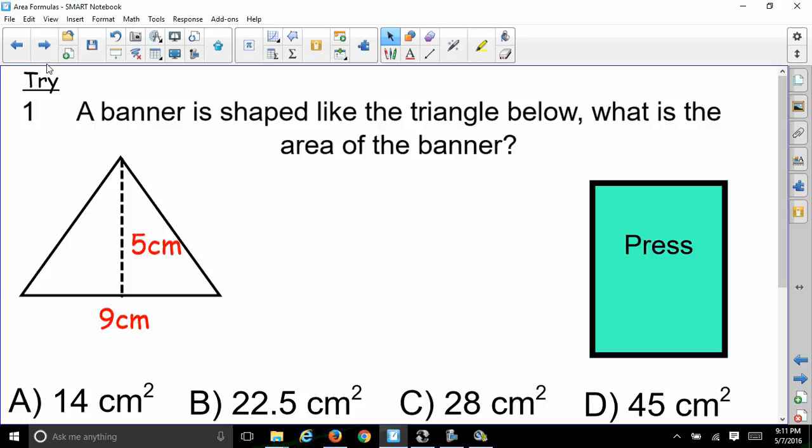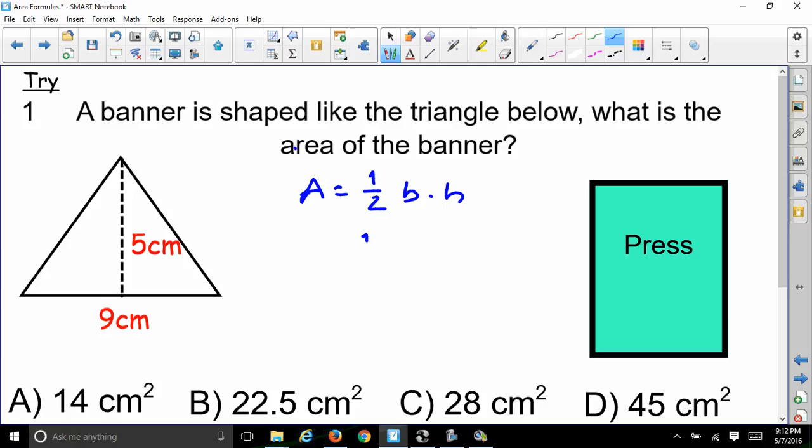So here's a question. Let's give it a try. A banner is shaped like a triangle, like the triangle below. What is the area of the banner? Well, here we have the base of 9 centimeters, and we have a height going up from the base to the top of 5 centimeters. If you remember the area formula for a triangle, it's 1/2 base times height. So let's add that to our notes. Area equals 1/2 base times height.